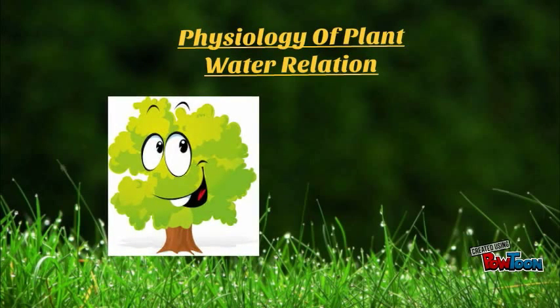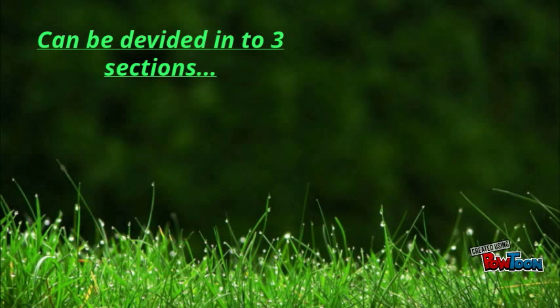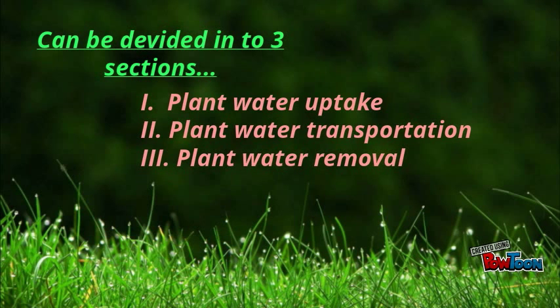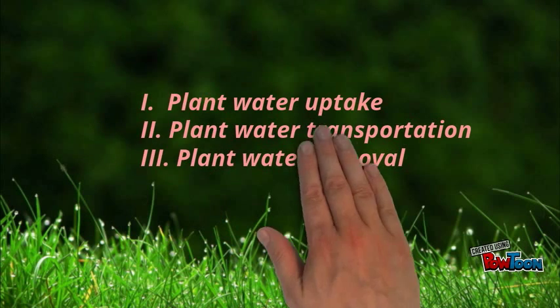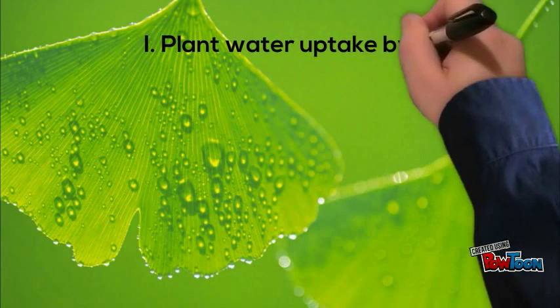Physiology of plant-water relations can be divided into three sections: 1. Plant water uptake, 2. Plant water transportation, 3. Removal of water from plants. First one is plant water uptake by roots.